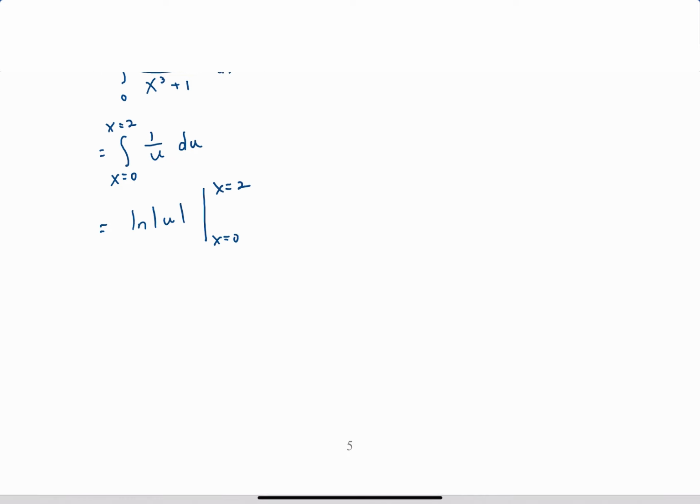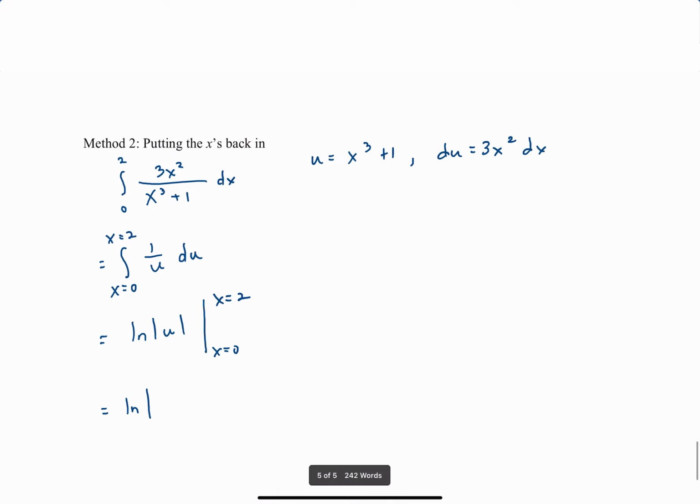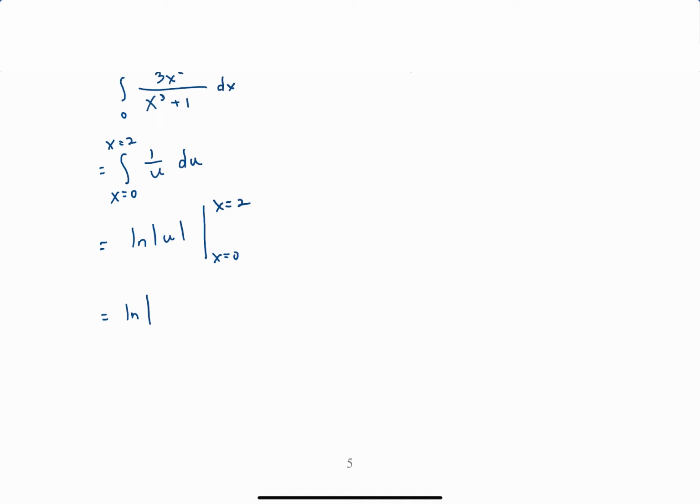What we'll do, though, is put in the expression that u is referring to. Let's see, u is referring to x cubed plus 1. So I have the ln of the absolute value of x cubed plus 1 going from 0 to 2. And now at this point, I don't really need to say x equals, because I see that x is the variable in my expression.